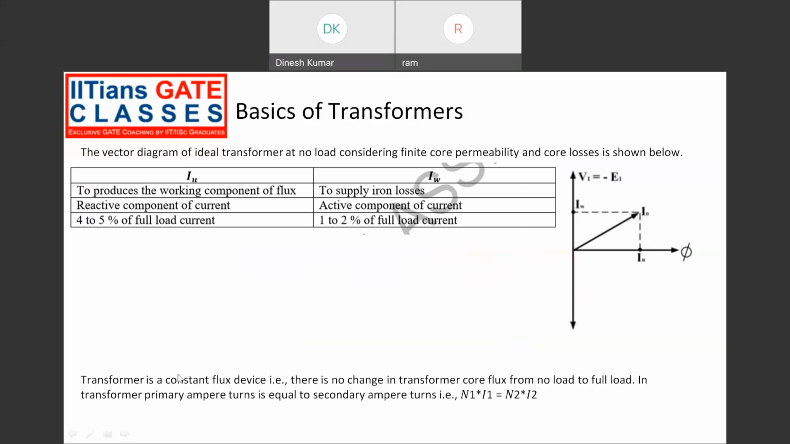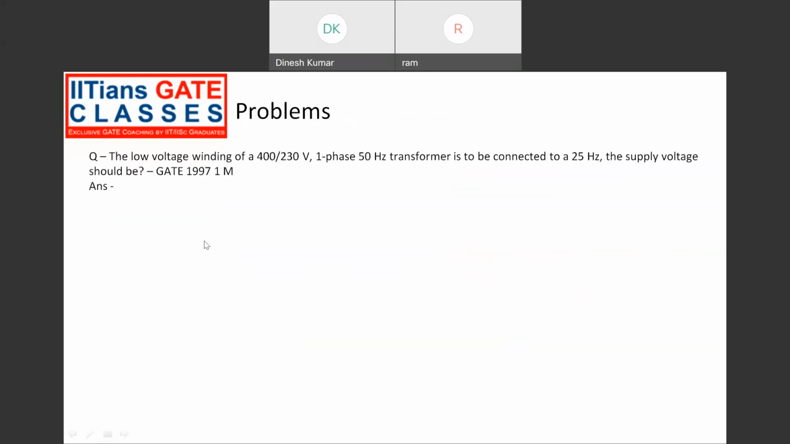Okay, we'll go to the next slide. Here we have one previous year paper question. Let me solve. The low voltage winding of a 400 by 230 volts single phase 50 Hz transformer is to be connected to 25 Hz. So the transformer is designed for 50 Hz, but they are trying to connect it to 25 Hz. Then they are asking what the supply voltage should be.